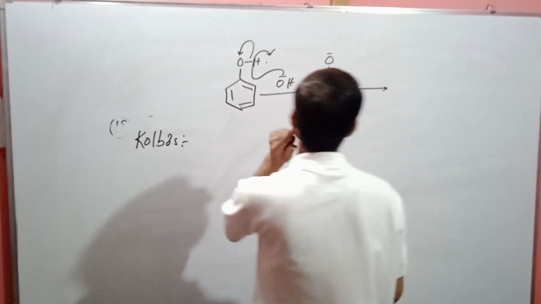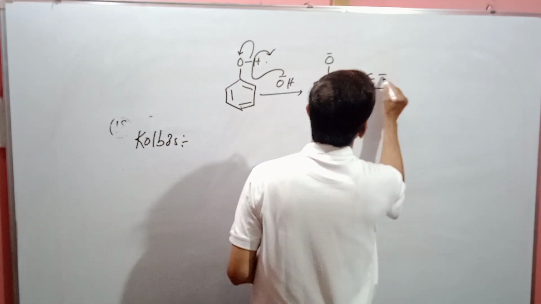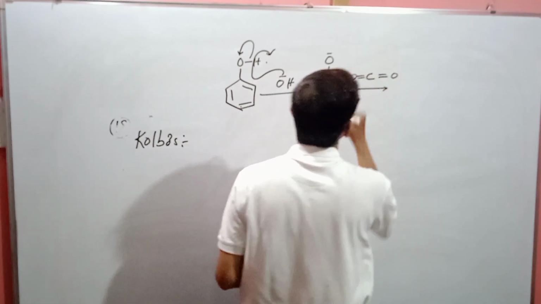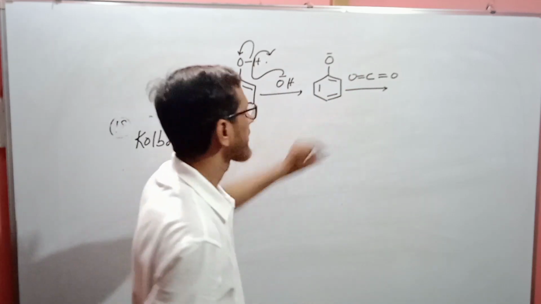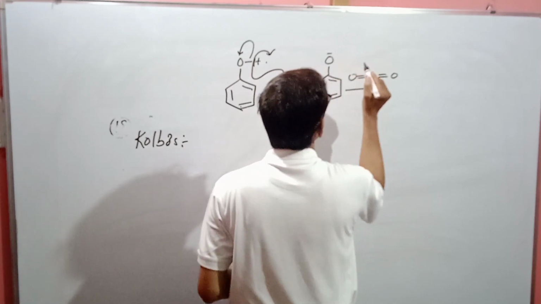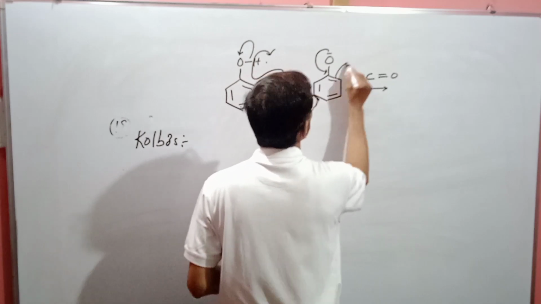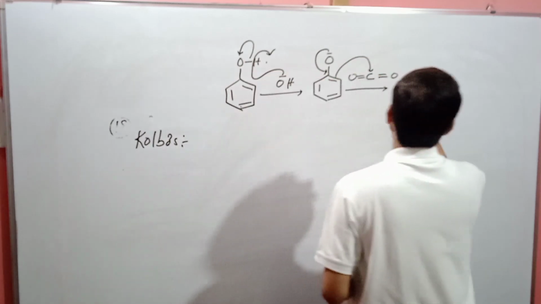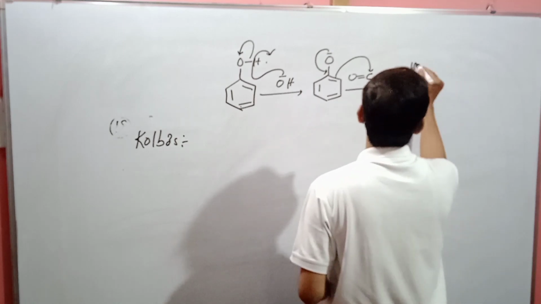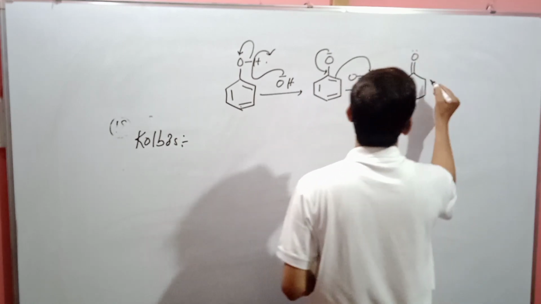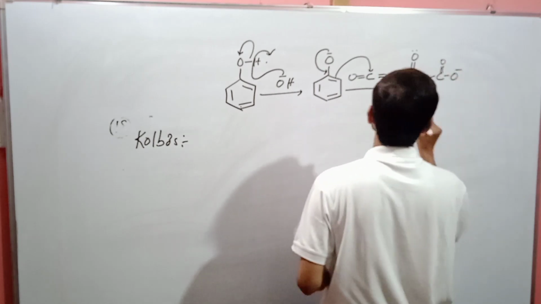Now, carbon dioxide is an electrophile. I told you it is a weak electrophile. I will explain the fact. It will come here and that will attack here. So what will happen here is negative.